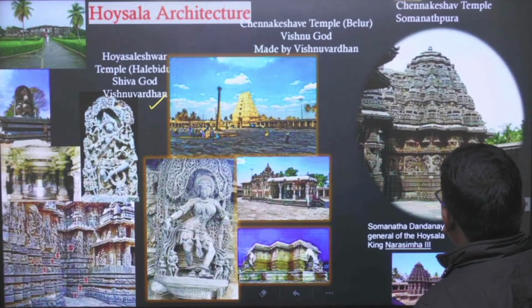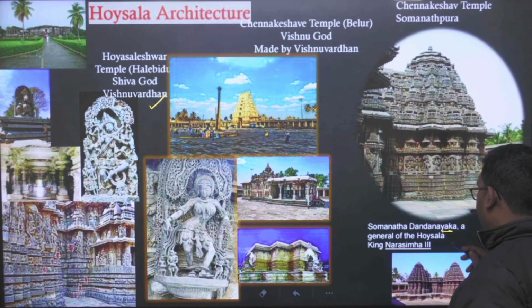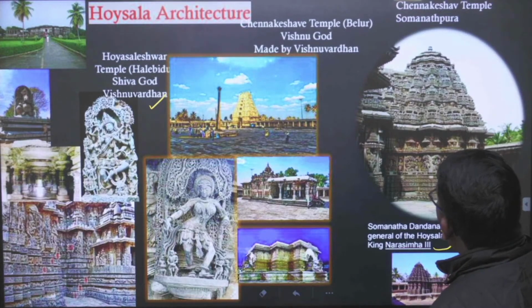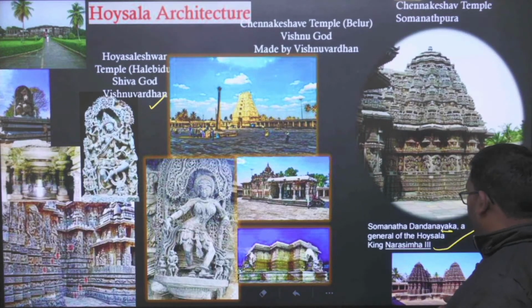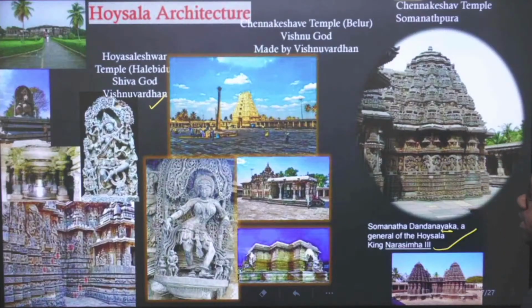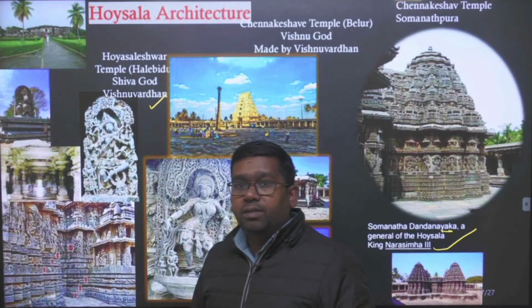So Somanathapura is a region which was founded by Somnath Dandanayaka. Okay, he was a general of the Hoysala king Narasimha III. So the answer of this question will be D. Okay, D will be the answer. All of the above statements are true, and here are the examples of the temples that we saw in this period.